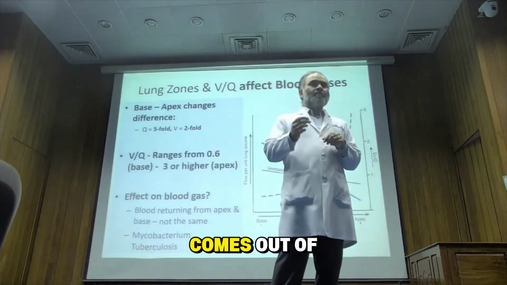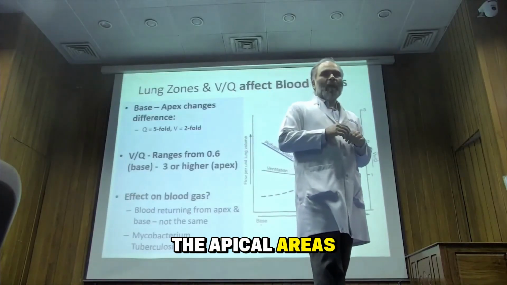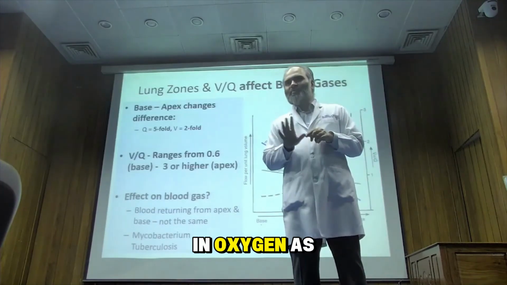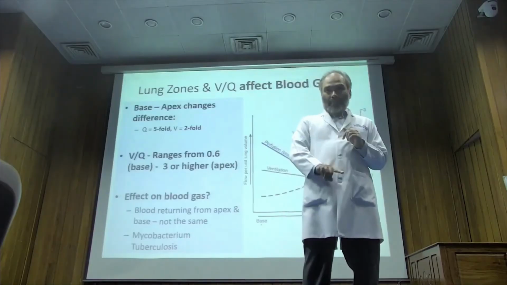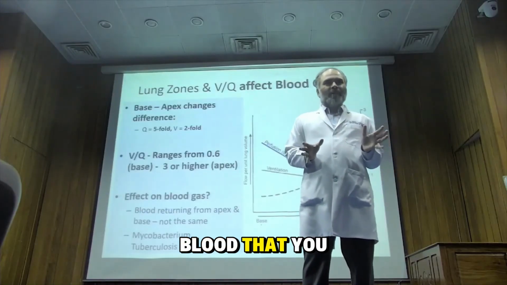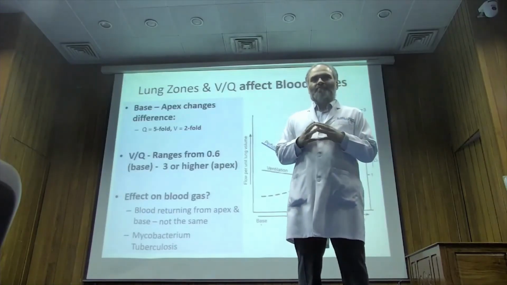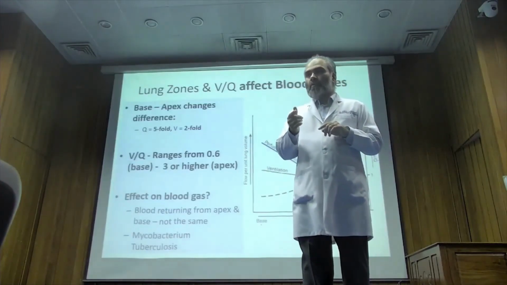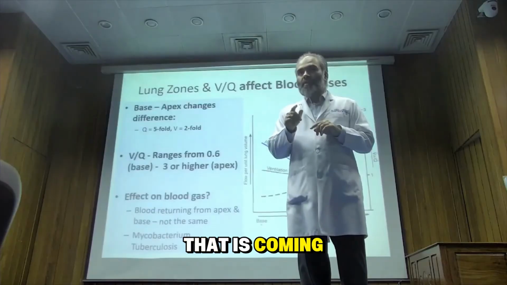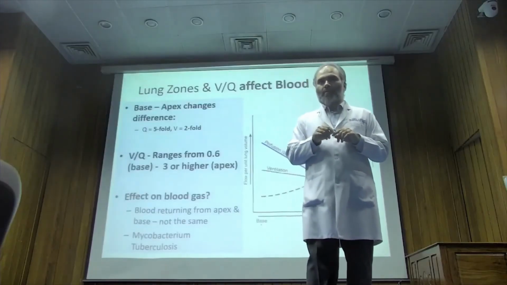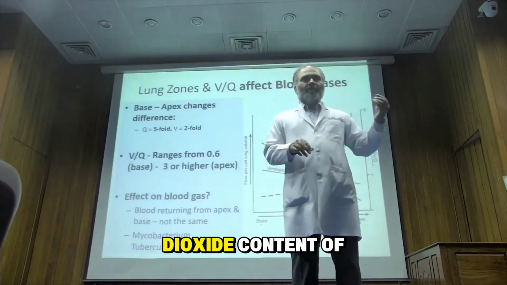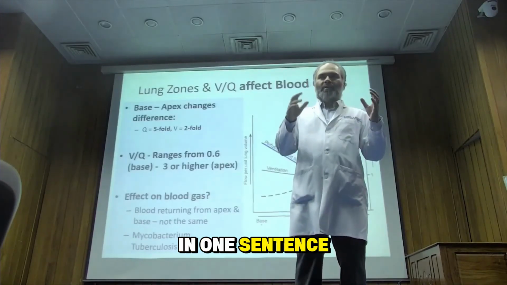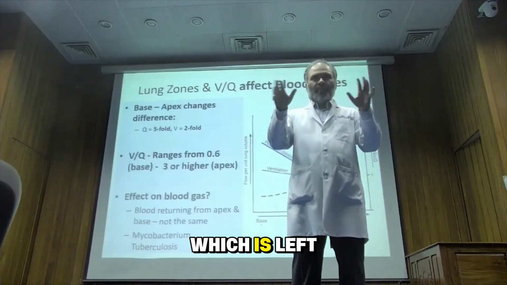The blood that comes out of the apical areas, however less it will be, will be high in oxygen as compared to the lots of blood that you get from the base of the lung. What about carbon dioxide? The carbon dioxide content of the blood coming from the apex should be lesser than the carbon dioxide content of the base of the lung. And I will just say it in one sentence which should clarify anything which is left.